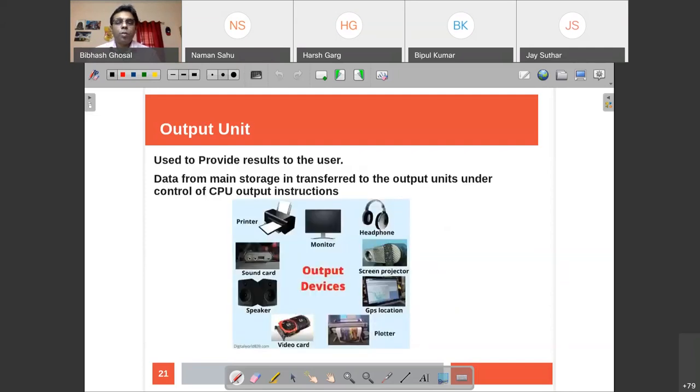Well, if you get the data, you also want to display the data or provide the output of the processing. If you want to provide the results to the user, you can do that via many such devices, which are called output devices. They are printer, monitor, headphones, screen projector, GPS location, plotter, video card, whatnot. So the number of devices is increasing day by day, and we are able to connect them.